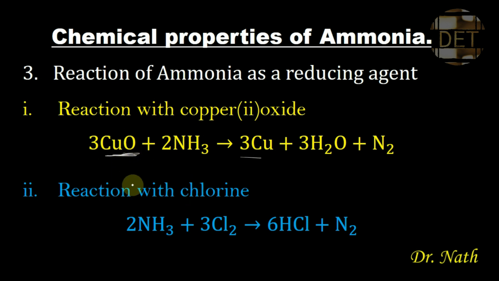Then the other instance that we have here is reaction with chlorine. So when ammonia reacts with chlorine, this is chlorine, this is ammonia. When ammonia reacts with chlorine, it will form hydrogen chloride and nitrogen. If you look at this reaction clearly, you will know that ammonia has added hydrogen atoms to this chlorine. It has added 6 hydrogen atoms to this chlorine to form hydrogen chloride. So we can say that the chlorine has been reduced by the ammonia to hydrogen chloride.